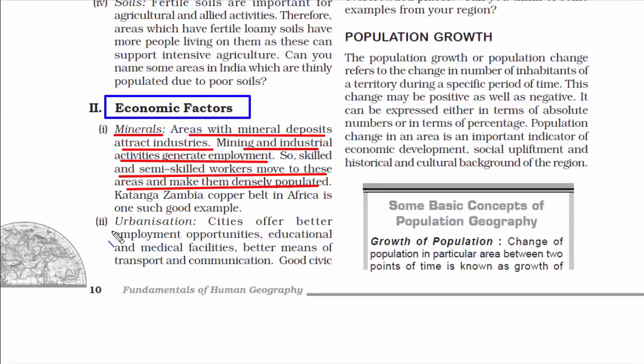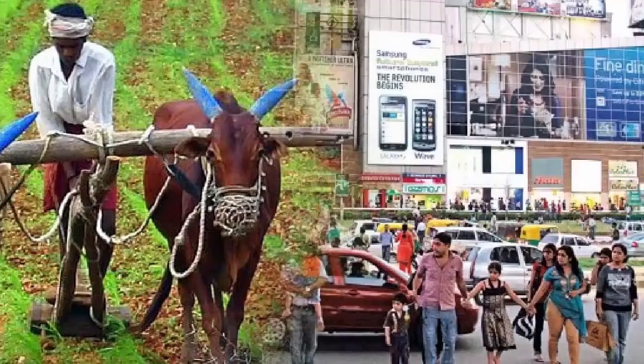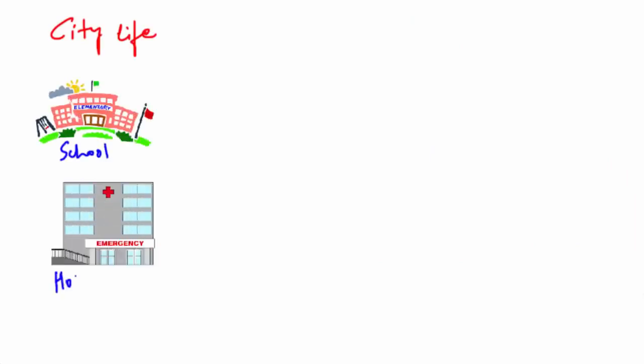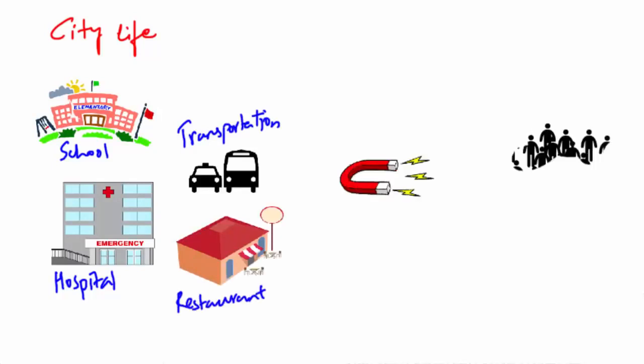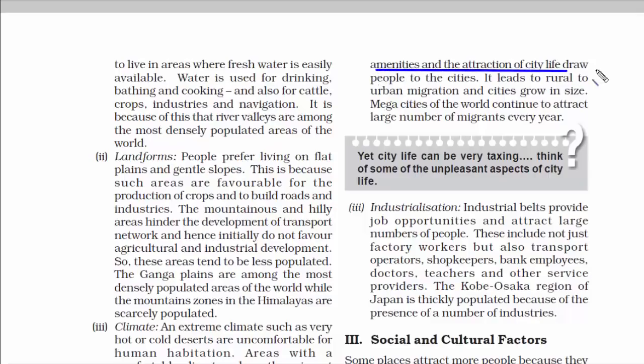So if you check out the regions of Karnataka, Andhra Pradesh, West Bengal, Orissa, Jharkhand, all these places are densely populated. The second one is urbanization. The meaning of urbanization is a population shift from rural to urban area. Cities offer better employment opportunities, educational, medical facilities, better transportation and communication, and that is what draws people to cities. It leads to rural to urban migration, and cities grow in size. Mega cities of the world continue to attract large number of migrants every year.